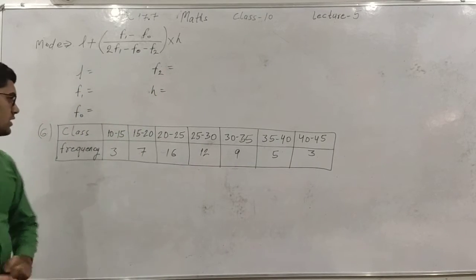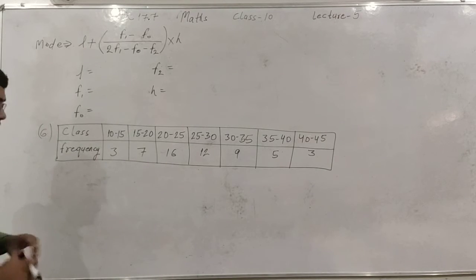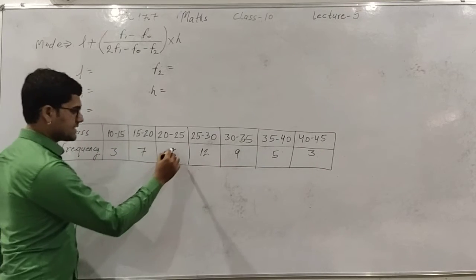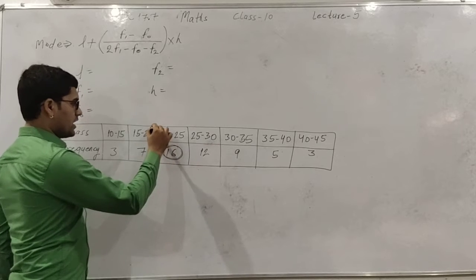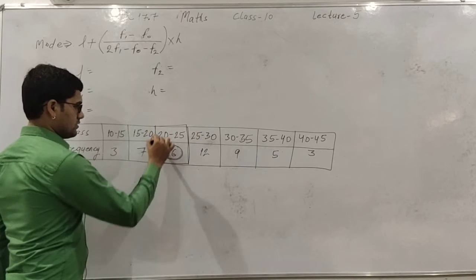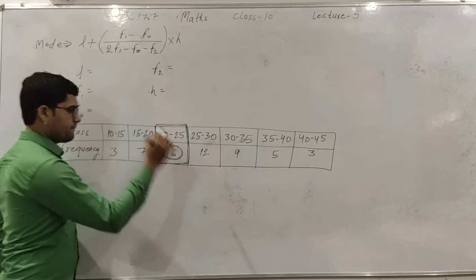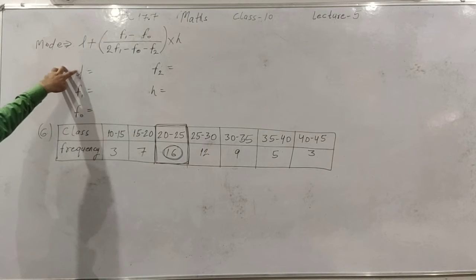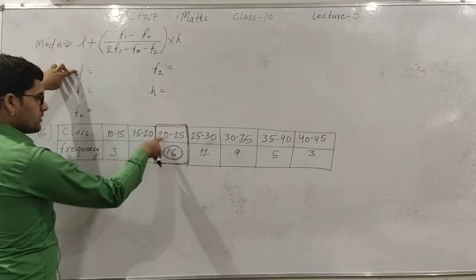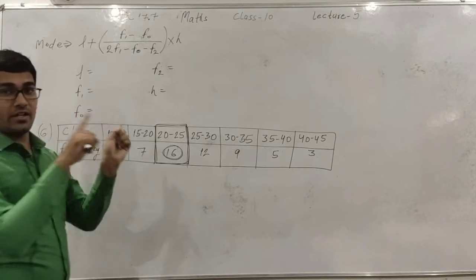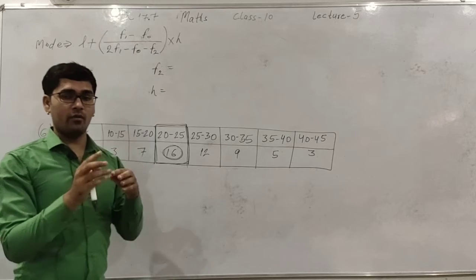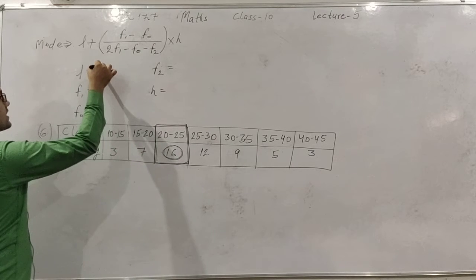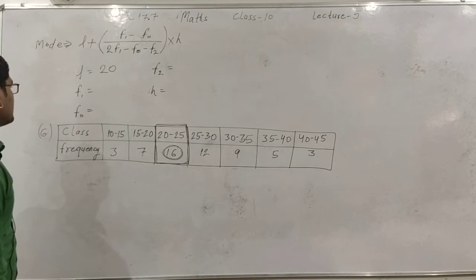How will we solve this? See, again this is frequency F. Which frequency is maximum? Which is the greatest frequency? 16. Highlight this. Now we will find these values. Firstly, L. What is L? In this slab, the first number, like we did in the median. Remember, in the median, how did we choose the L? Similarly, in this highlighted slab, the first number, 20, is L. Next, F1.